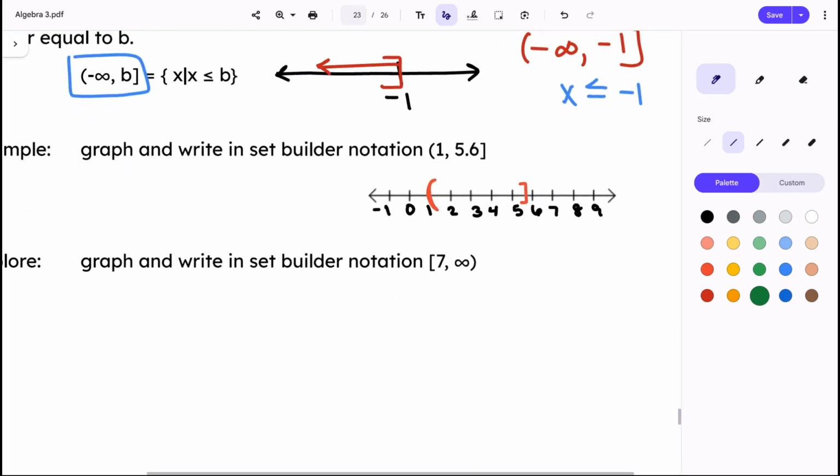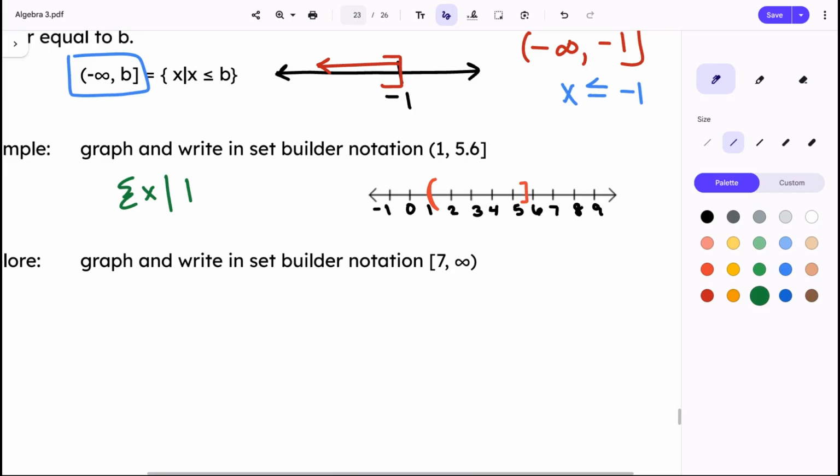To write set builder notation, you're always going to start with those squiggly brackets, and then x with the line after it. That's just saying, hey, this is what's going on with my x. And then we're going to write out our numbers. But then that's when I was talking about open circle versus closed circle. So we know that the lower limit is 1, and it's going everything to the right of 1. So that would be greater than 1.